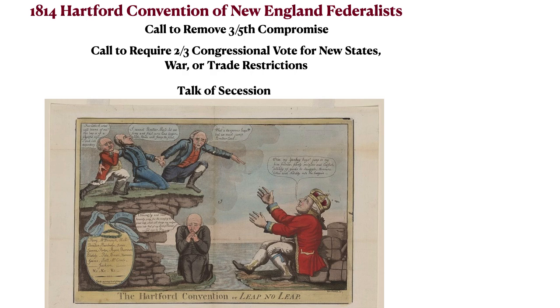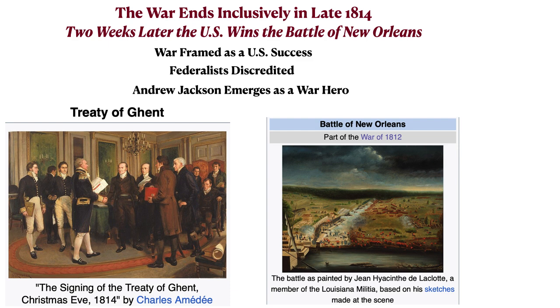But they also called for a 2/3 congressional vote. You need a big majority if we're going to have new states. Remember, they're suspicious of new states. New states tend to be Democratic Republican, but they wanted a 2/3 congressional vote for war or trade restrictions. Most important is they were really talking about seceding from the Union. And this is really what undoes the Federalists, because shortly thereafter the war ends.